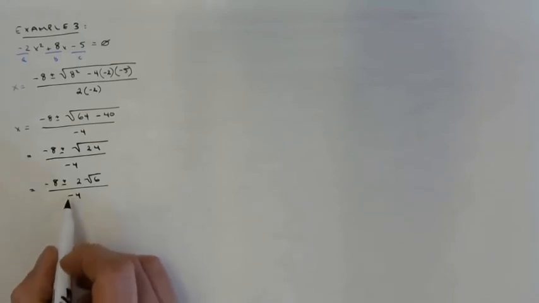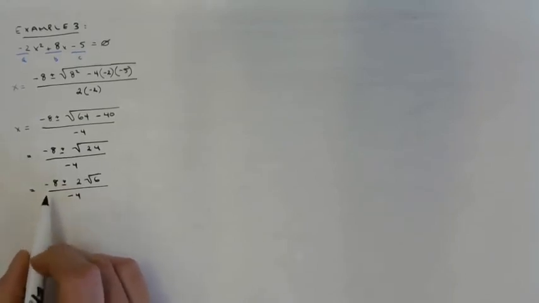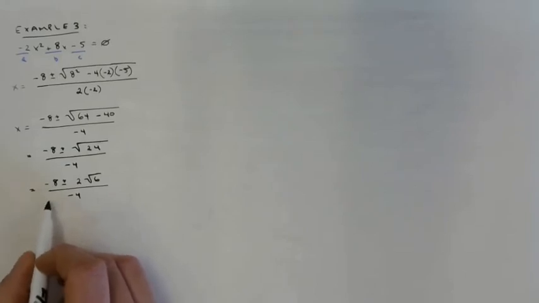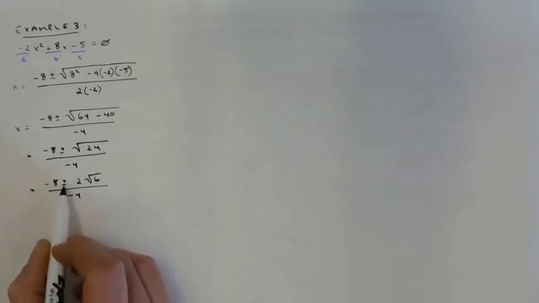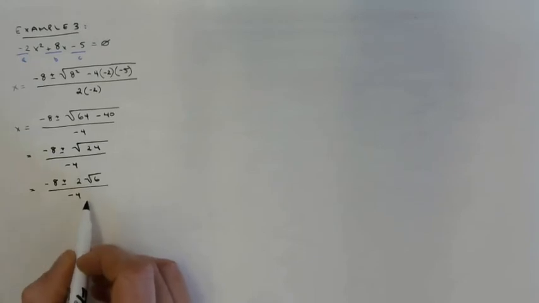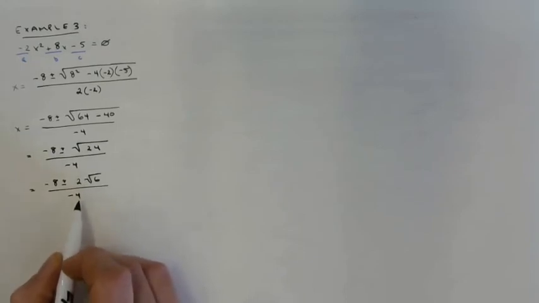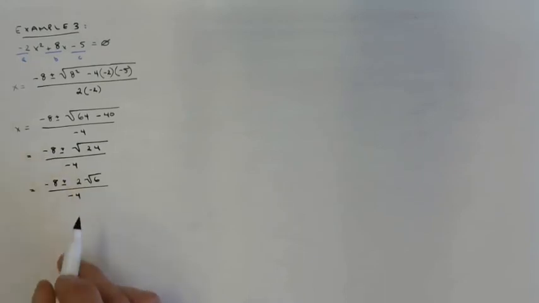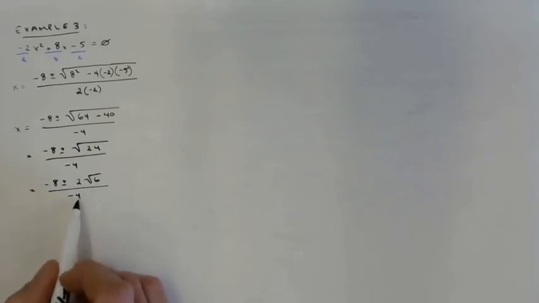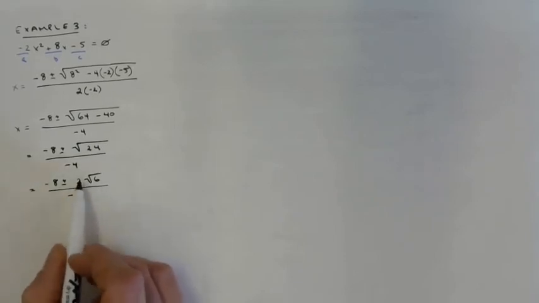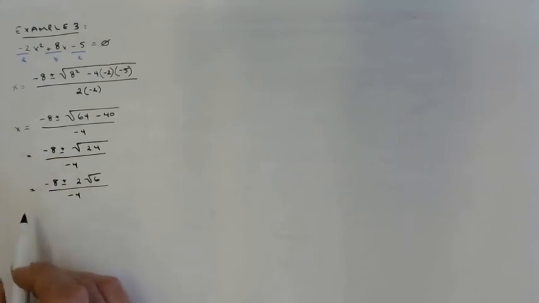Okay. These are all even numbers. So you can picture this as negative 8 over negative 4 plus or minus 2 radical 6 over negative 4. Does that make sense? This could be two different fractions. It could be negative 4 on the bottom over here and then negative 4 on the bottom over here, and you're adding and subtracting those fractions.